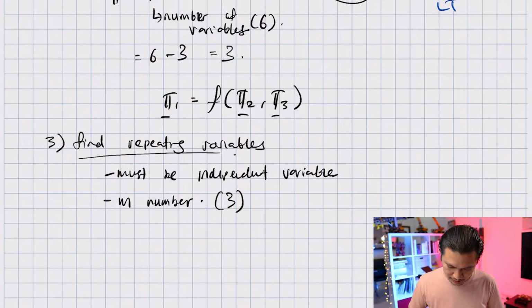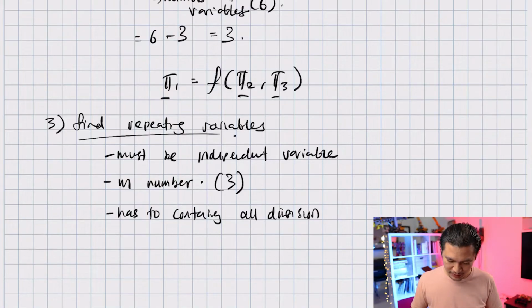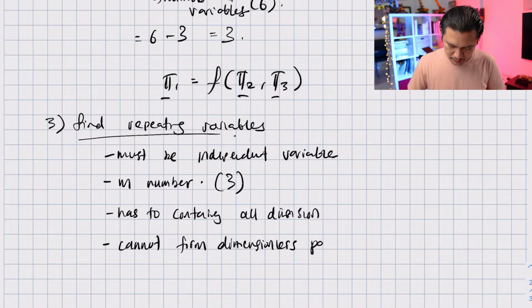Okay, so let me write the rule here. This has to contain all dimension. And finally, the combination of these repeating variables, however configuration that you decide, cannot form dimensionless parameters by themselves. Let me write that first before we go to our example.